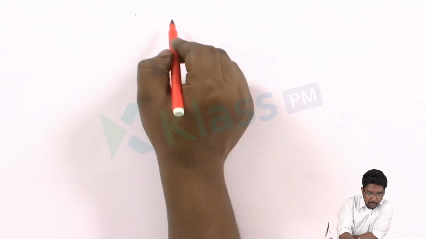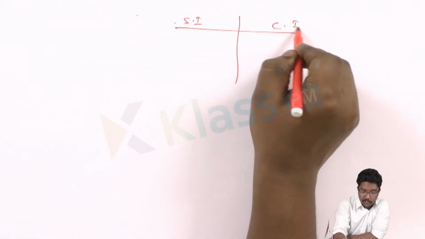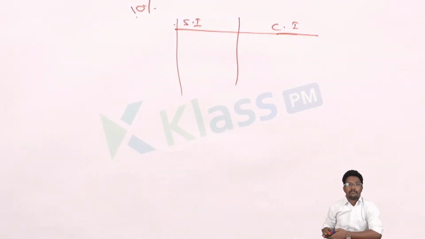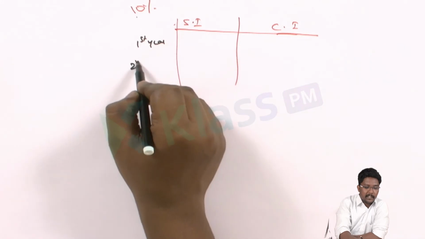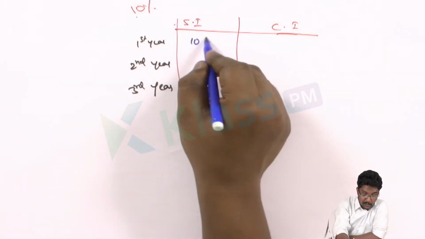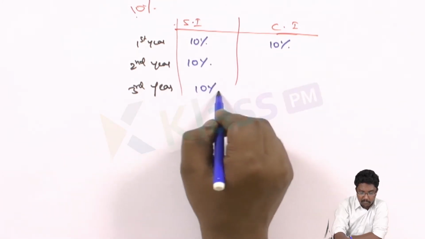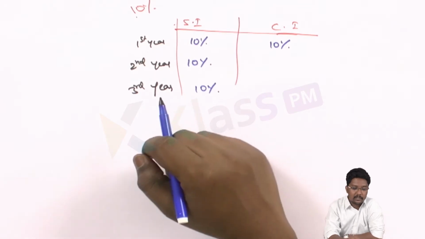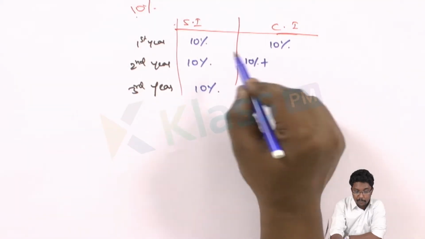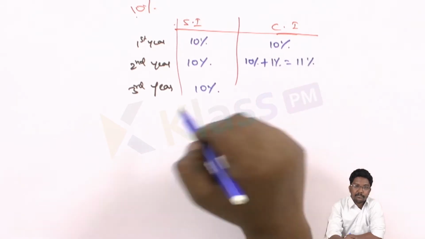Okay. For this, please remember this table: simple interest and compound interest. I am considering the rate of interest as only 10%. First year, second year, and third year. 10% means 10%. First year same, second year same, third year same, when you calculate simple interest. But when you calculate compound interest, it is 10% plus 10% on 10%, which is 1%. It is 11%.